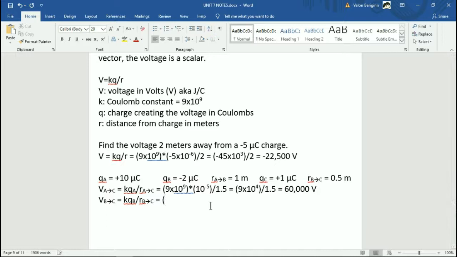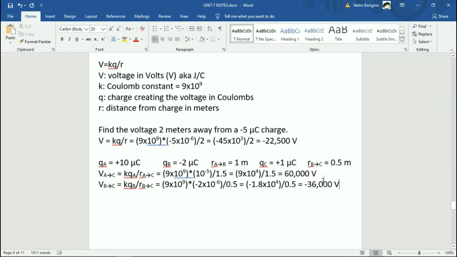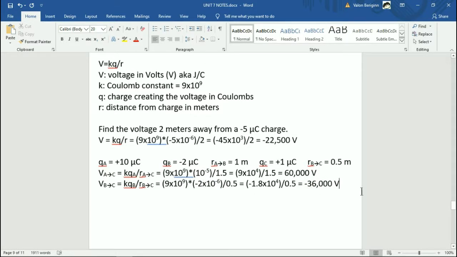Now for this, we have again 9 times 10 to the 9 times, now Q B is negative 2 times 10 to the negative 6, divided by the distance B to C, so it's going to be 0.5. So what do we have? We have negative 18, which I'll write as 1.8 times 10 to the 4, divided by 0.5. Dividing by 0.5 is multiplying by 2, so this becomes negative 36,000 volts. All I did was carry the negative through and have a negative answer.